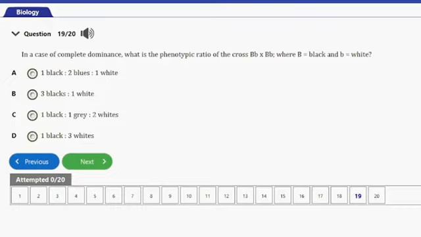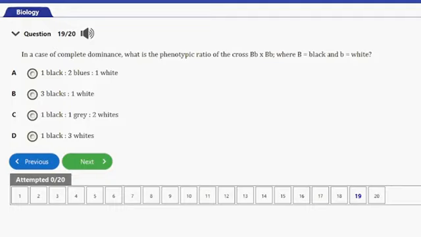Let's consider the next question, question number 19. It says in a case of complete dominance, what is the phenotypic ratio of the cross heterozygous Bb and heterozygous Bb? That's dominant heterozygous B. So we have A, 1 black, 2 blues, 1 white, B, 3 blacks, 1 white, C, 1 black, 1 gray, 2 whites, D, 1 black, 3 whites.